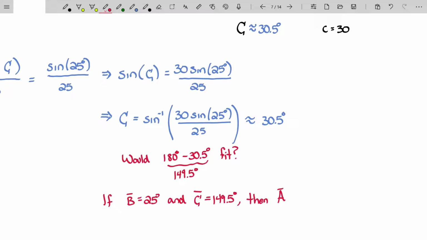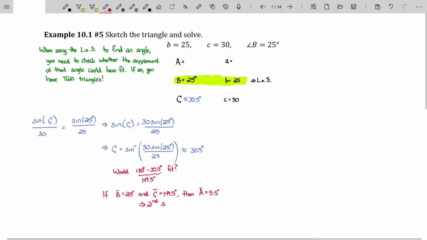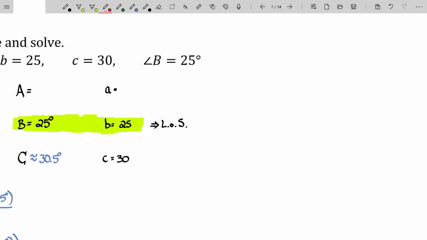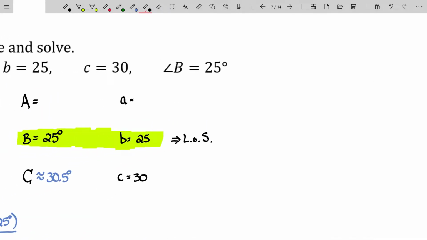However, in this case, if you take 180 minus 25 minus 149.5, you'll get that A bar is equal to 5.5 degrees. Yep, I can create a second triangle. So this implies a second triangle. Now, when I write that down, I just immediately go over to the right-hand side and write a second table. You could use the same color. It doesn't actually matter.